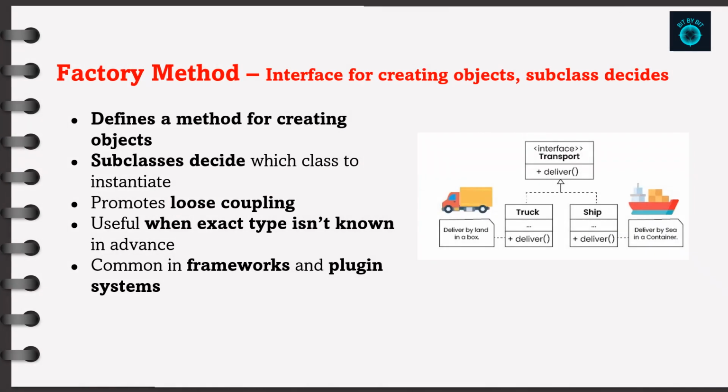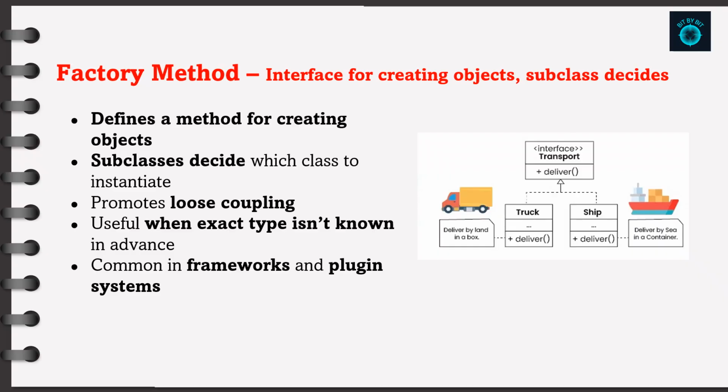Factory method. Interface for creating objects. Subclass decides. The factory method pattern defines an interface for creating objects, but lets the subclasses decide which class to instantiate. This pattern is useful when the code that uses an object should not depend on the exact class of that object. Instead, object creation is delegated to a method, usually defined in a base class and overridden by subclasses.